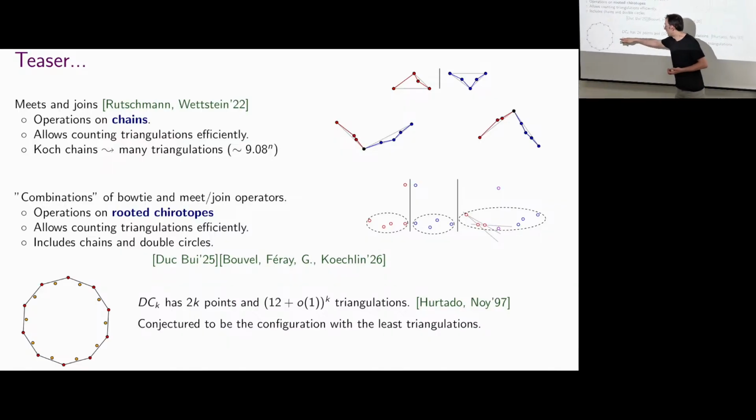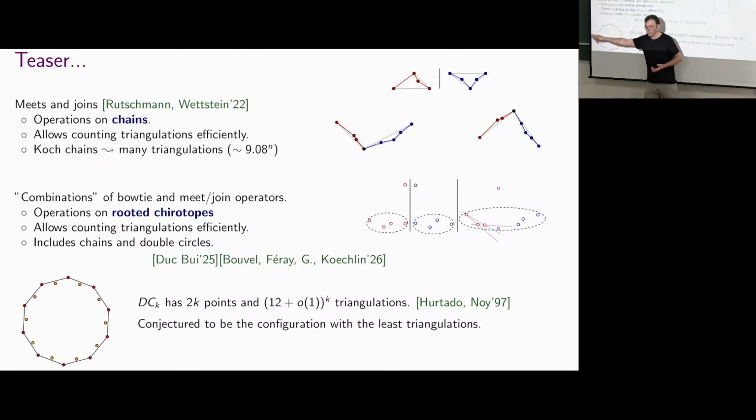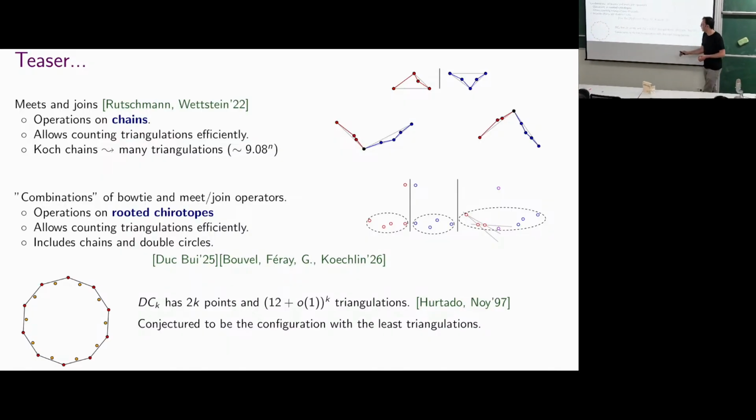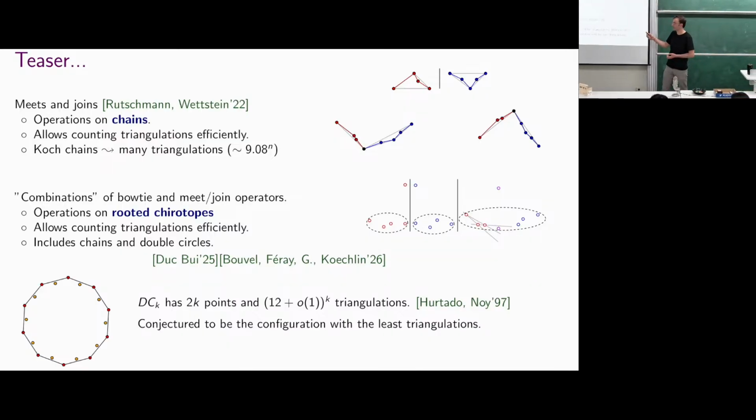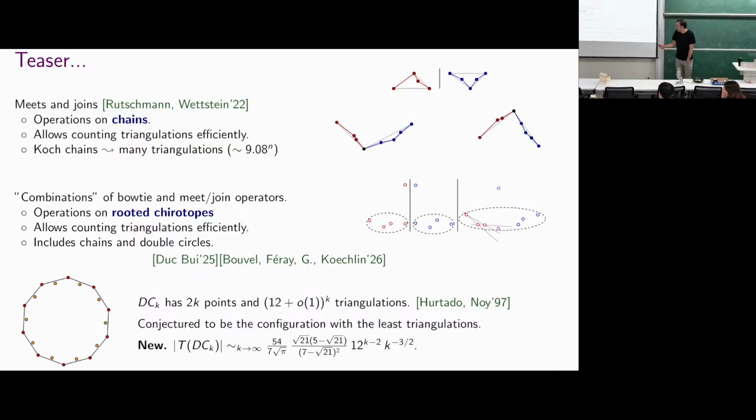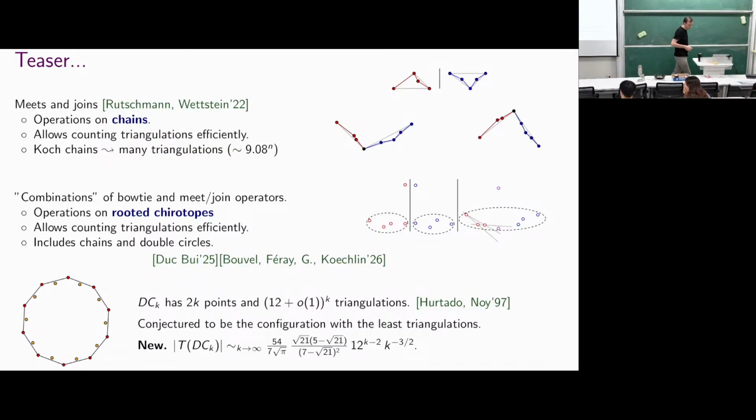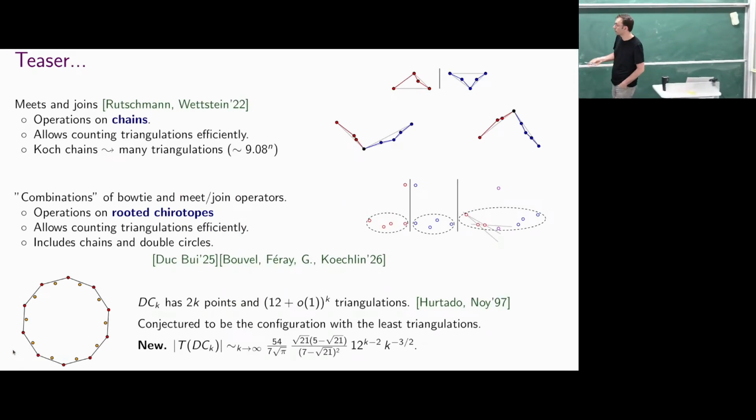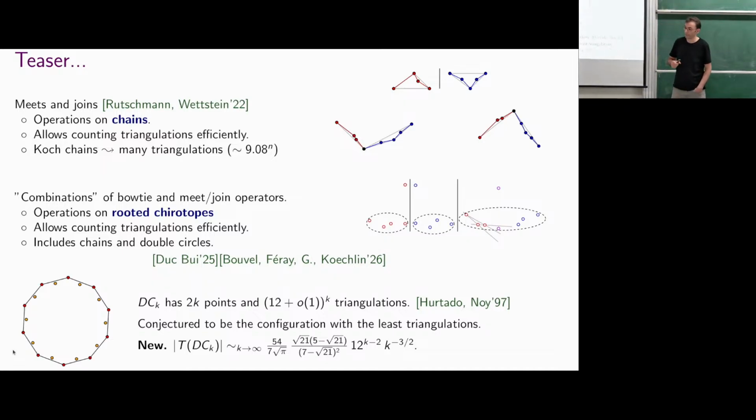So basically you take k points in convex position, and you look at the middle of every edge, and you put a point slightly inside for each edge. So you get 2k points. This has about 12 to the k triangulations, but recall that this is for 2k points. So this is the square root of 12 as the base of the exponent. And we could get, for example, using these operations, the exact asymptotics of the number of triangulations.